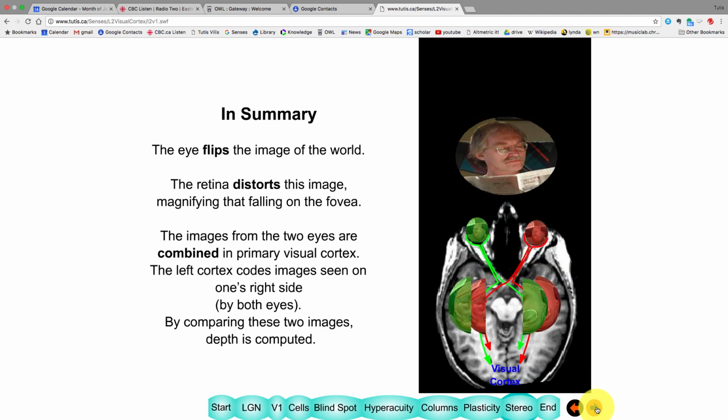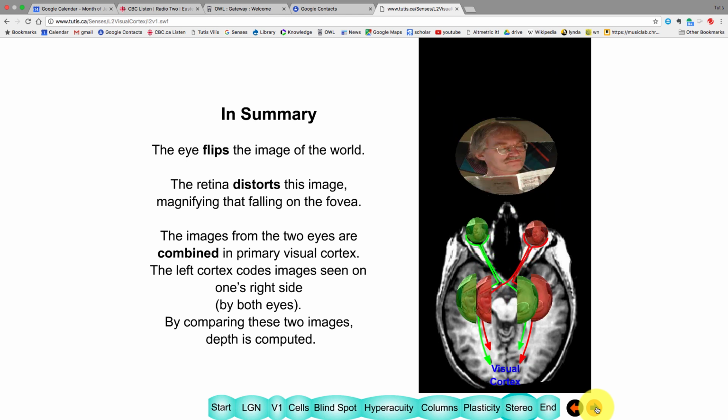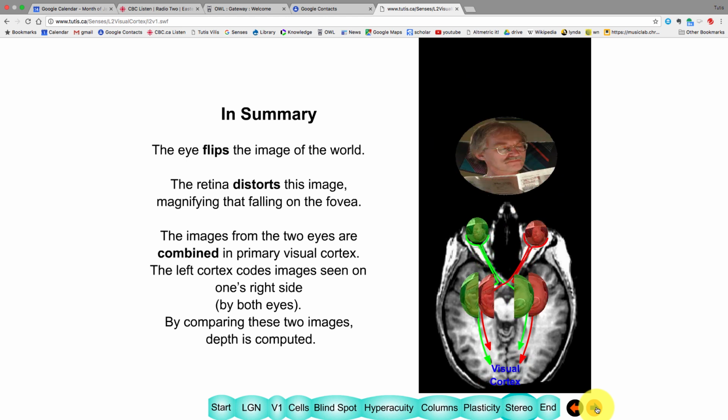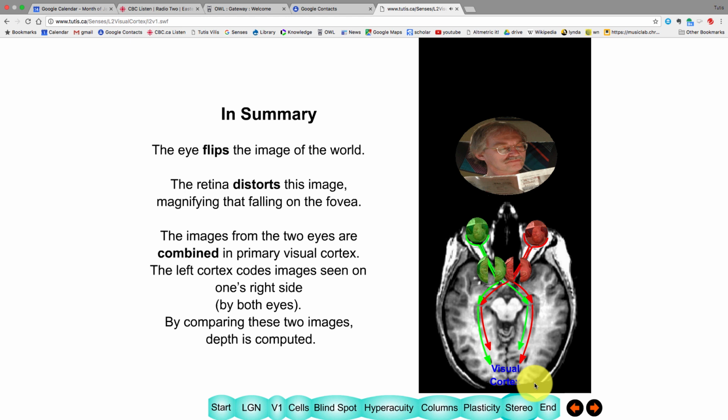Okay, we're almost done, and I'm on time. I promised that these lectures would be less than an hour, and we're doing fine. So, in summary then, the eye flips the image that it sees, okay? It then distorts the image that it sees by sending more information out from the fovea than the rest of the retina. The image then is combined in the visual cortex from the two eyes, and by comparing the image from the two eyes, you then get this sense of depth.